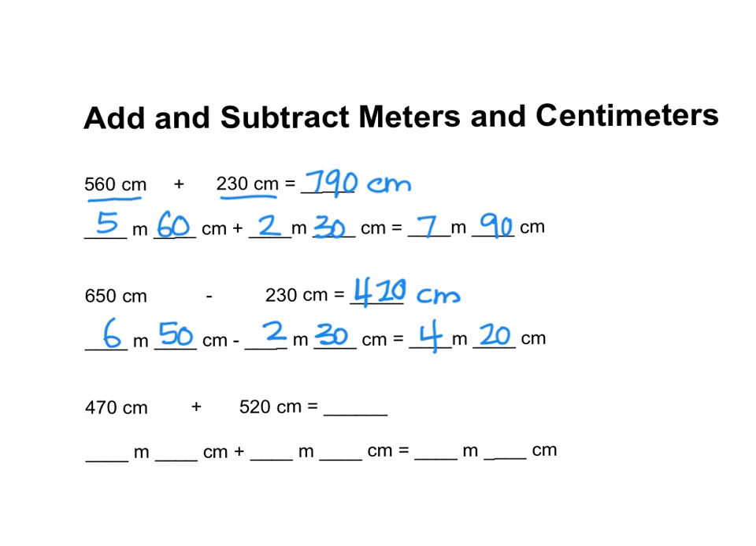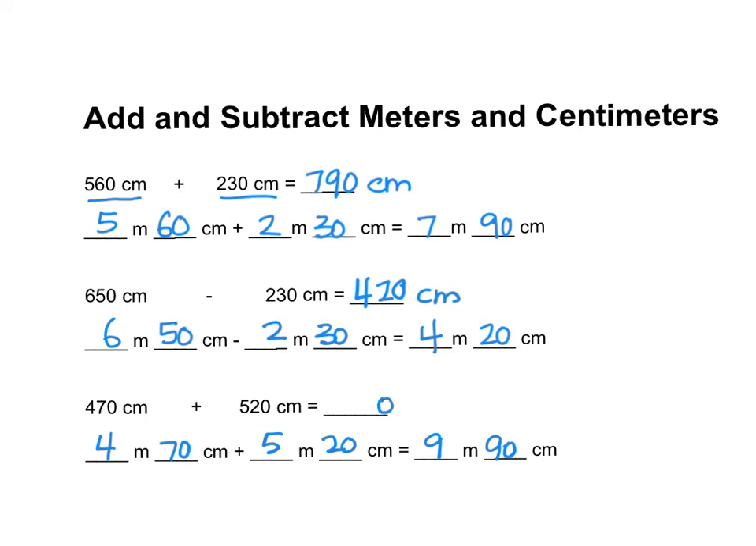All right, very last one. It's nice that they do them fairly easy for us, right? By now you should be able to do this on your own. I'm going to let you go ahead and rename 470 centimeters as meters and centimeters. And you should have renamed that as 4 meters, 70 centimeters. And rename the 520 centimeters as 5 meters, 20 centimeters. When we add those together, when we add our meters, we have 9 meters, and our centimeters, we come up with 90 centimeters. Let's look above and see if it all works out the same.